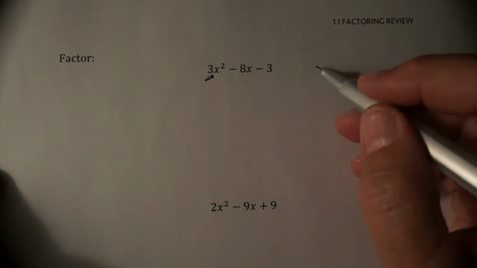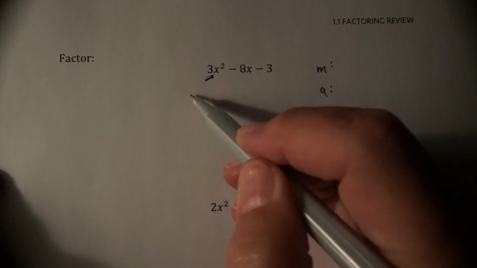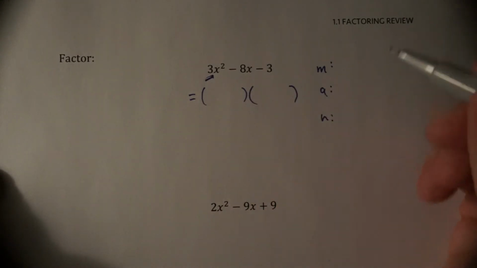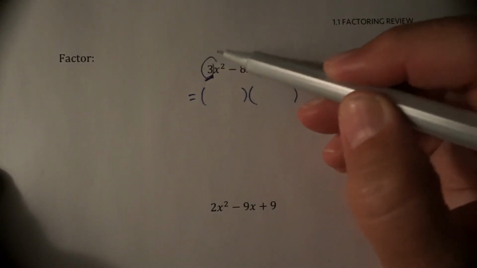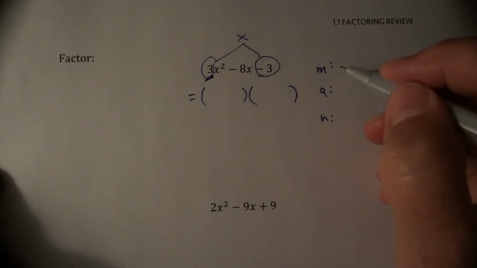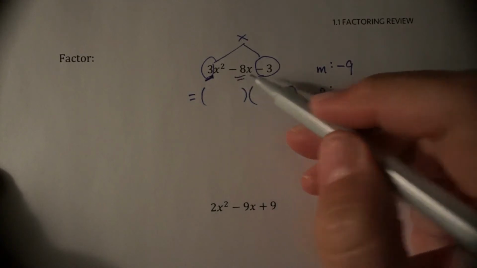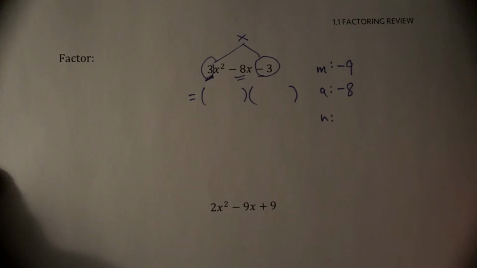So we start the same way. We're going to go M-A-N for man, and we're going to put our equal sign, and we're going to put 2 brackets, but now we cannot just put x and x because of course it has to multiply to 3x squared. So we're going to look for the numbers that multiply, but it's not going to just multiply to the negative 3. It's going to multiply to 3 times negative 3. So it's going to multiply to negative 9, the 2 numbers that we're looking for. And it's still going to add, like before, to negative 8. So this part, now that we've got the negative 9 and the negative 8, is just like before.